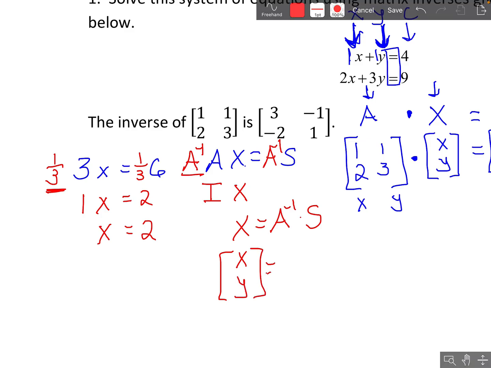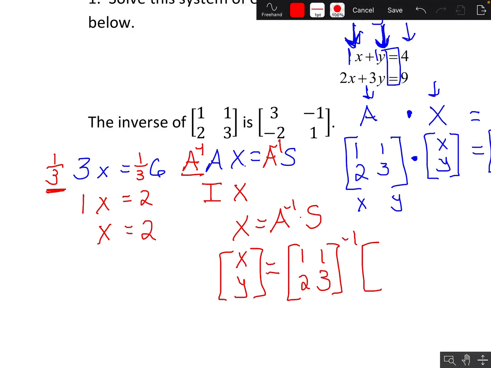A is my matrix 1, 1, 2, 3, and I'm going to have to find the inverse of that. I need to multiply that times my matrix S, which is 4, 9. Now, I don't actually need you to do this calculation. We're going to go ahead and use a calculator to help us with that, okay?